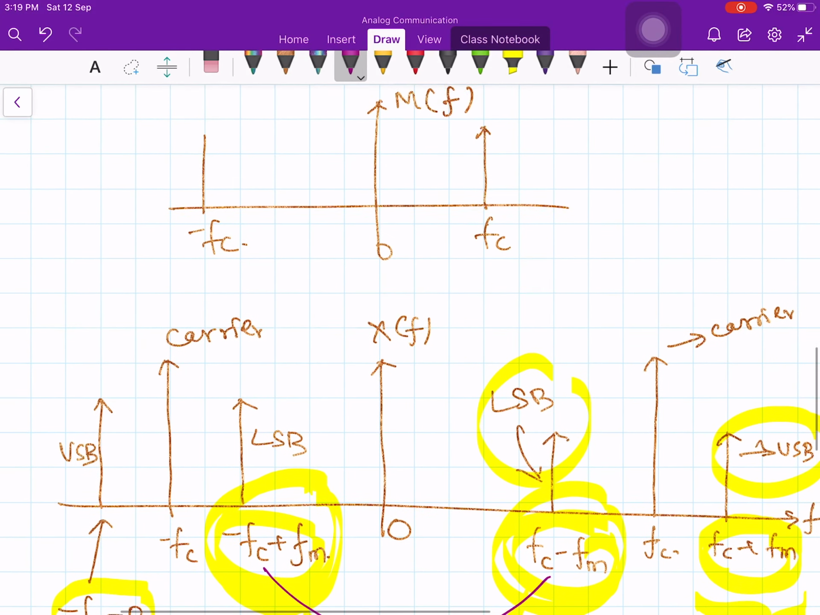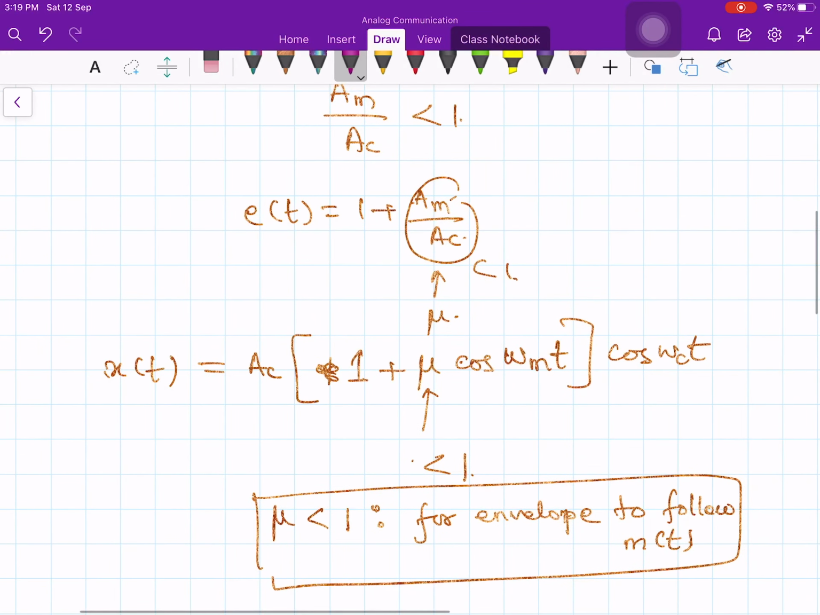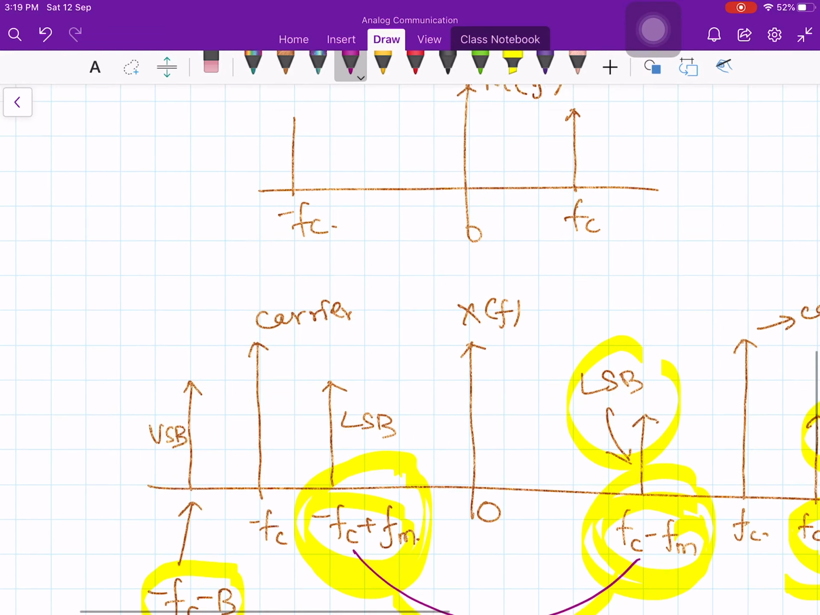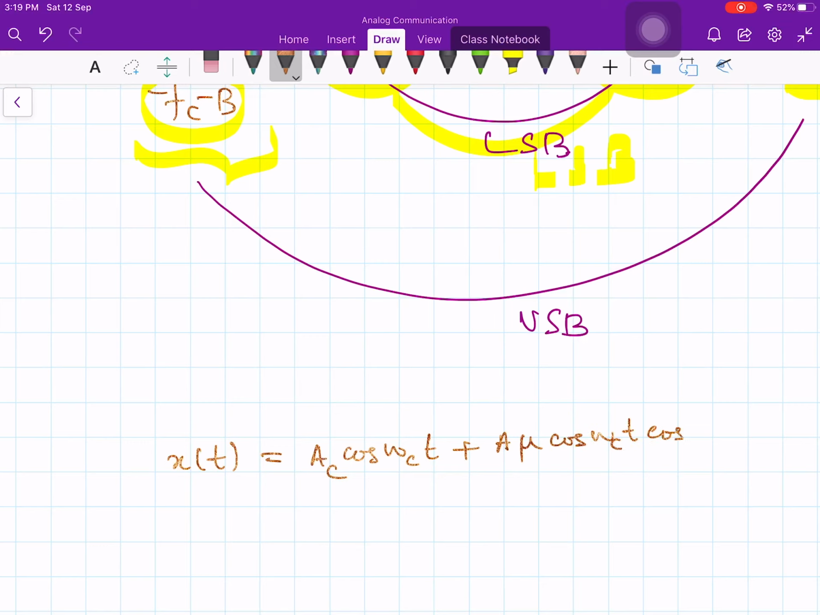Now, if you expand this expression, where is it? Yeah, this one. x(t) equal to A times (1 plus mu cos omega_m t) times cos omega_c t. Then you will get x(t) is equal to A_c cos omega_c t plus A_c mu cos omega_c t cos omega_m t.